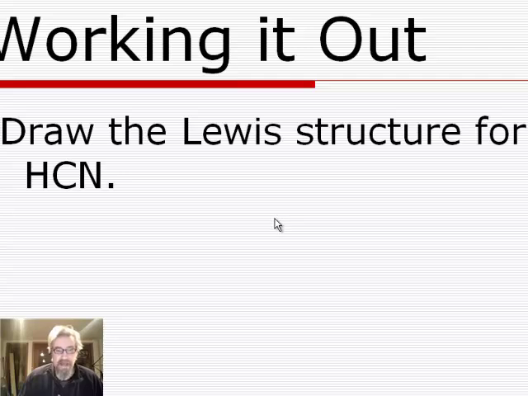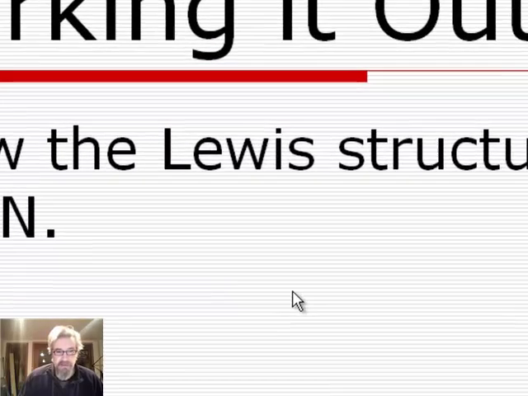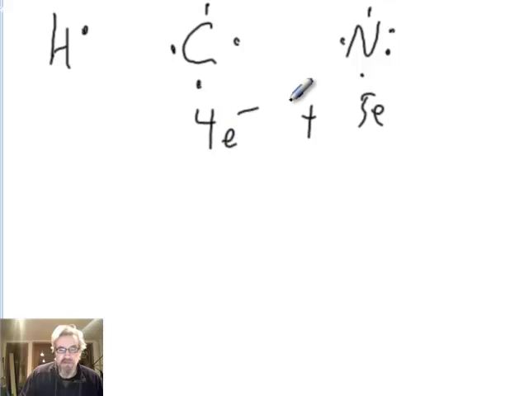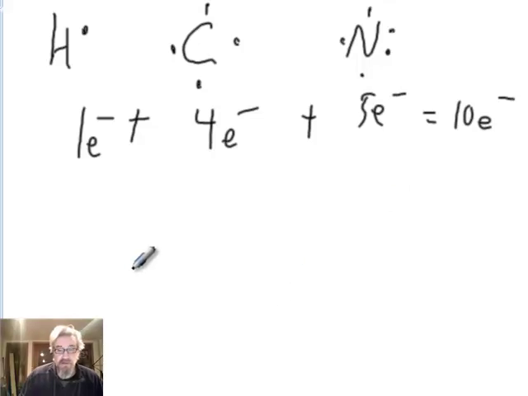Try the Lewis structure for HCN, hydrogen cyanide. Hydrogen cyanide's got a hydrogen, a carbon, and a nitrogen. Hydrogen has 1 dot, column 4 carbon has 4 dots, and column 5 nitrogen 5 dots. So these 5 electrons plus the 4 electrons from carbon plus the 1 electron from hydrogen all adds up to 10 electrons total. Skeleton structure?